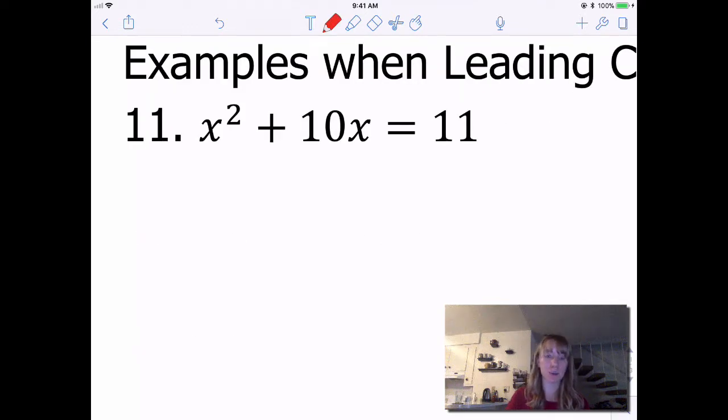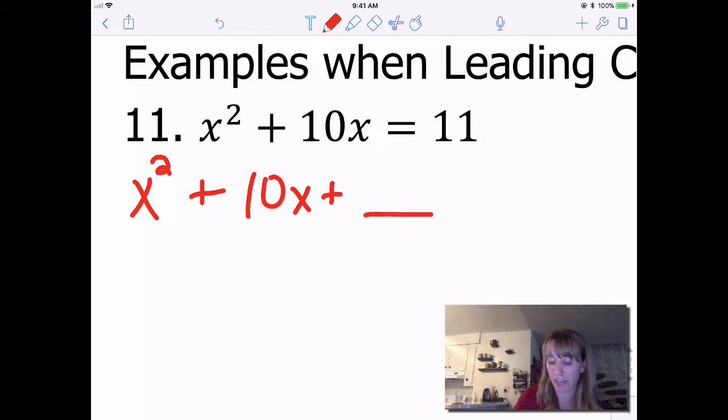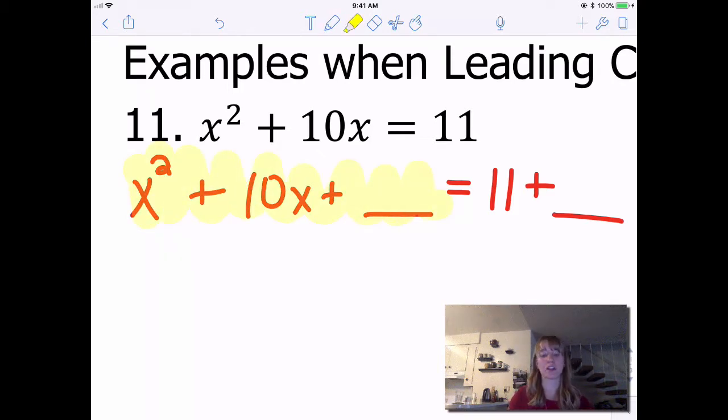Number 11 says x squared plus 10x equals 11. I want you to write it like this: x squared plus 10x plus blank is equal to 11 plus blank. I want you to notice that just the left side looks like x squared plus 10x plus c, which is exactly what we were doing above. But whatever c is, whatever I put in that blank, I'm also going to have to put on this side, because when I add or subtract, I need to do it to both sides. That's the golden rule of algebra: do whatever you do to one side to the other.